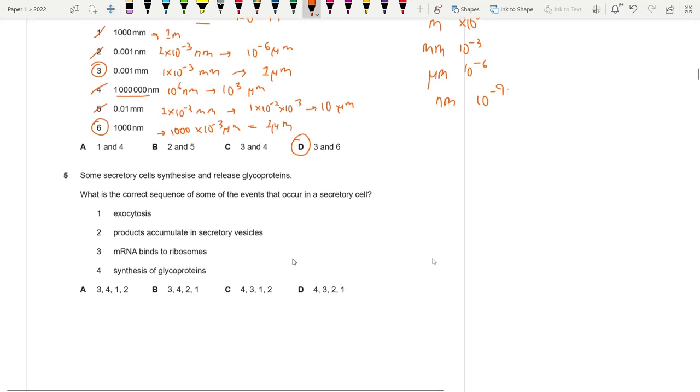5. Some secretory cells synthesize and release glycoproteins. What is the correct sequence of some of the events that occur in a secretory cell? So guys, exocytosis will occur at the end. Okay, 1 should be at the end. It's releasing the contents. So at first we need mRNA to bind to ribosomes. Okay, so 3 will occur first. Then we're going to produce the proteins or the glycoproteins, right? Then we're going to pack them into secretory vesicles. That will be done by the Golgi body, and then this will occur. So it's actually 3 4 1 2.